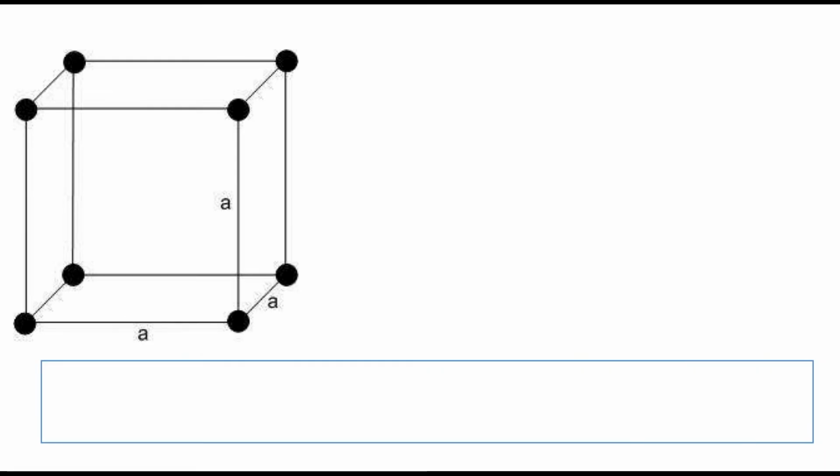This is a simple cubic unit cell. It has atoms at all the corners. You know that a cube has 8 corners, and therefore, there are 8 atoms in the simple cubic unit cell.